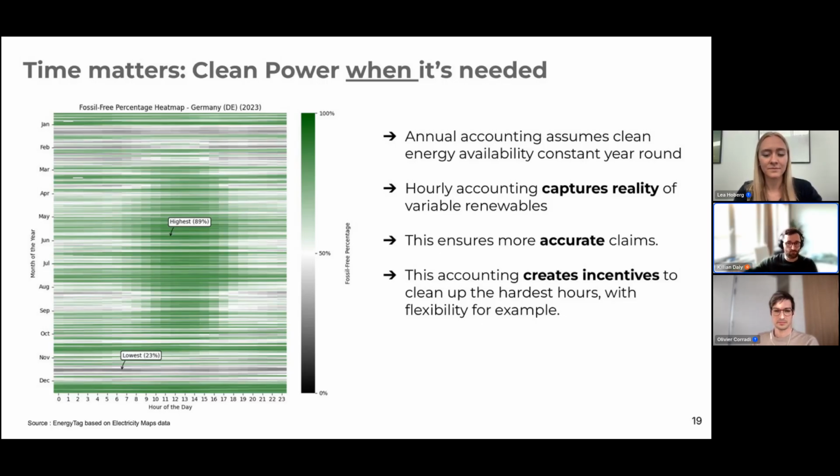So annual accounting assumes that this whole graph is just one color, right? There's no granularity. There's no accurate picture that we're getting. The hourly accounting captures these realities that I've just explained. So it ensures more accurate claims and accounting, and importantly, creates more incentives to make sure that we're cleaning up the hardest hours of the year. So rather than using a solar energy credit from the summertime in those weeks in November, we think about how do we get clean energy from something maybe like long duration energy storage. So it's sending more accurate signals and creating this more accurate picture.